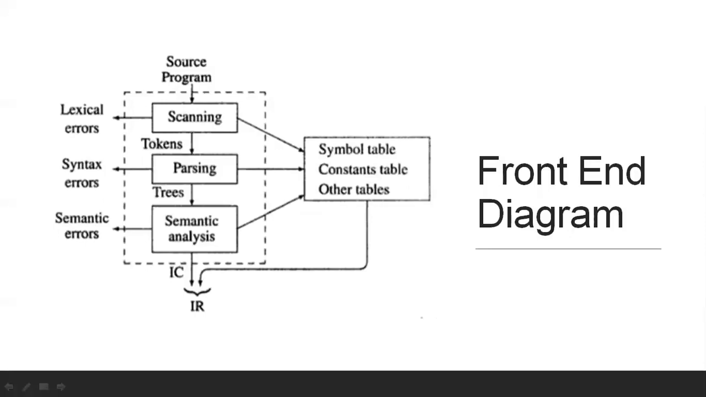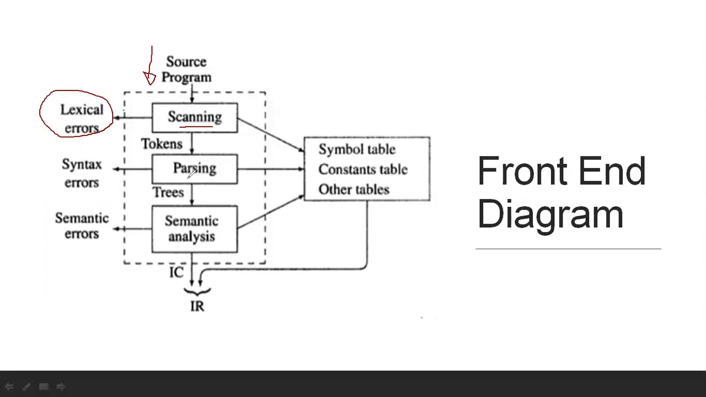So let us see the diagram of the front end. I will explain the diagram first. Source program is given as input. This source program is taken by the first step, lexical analysis. We call it scanning. If any error is there, that lexical error will be given by the scanner. If there is no error, no problem, then it will generate tokens. These tokens will be taken by the next phase, that we call parsing.